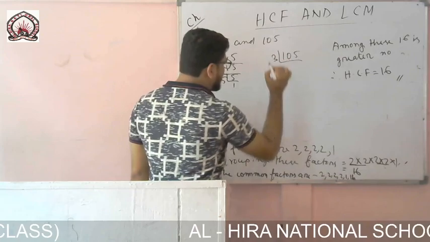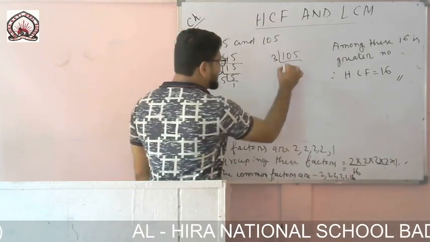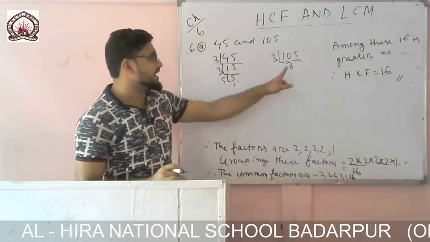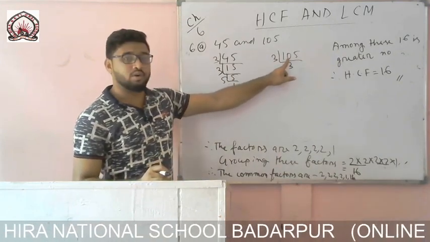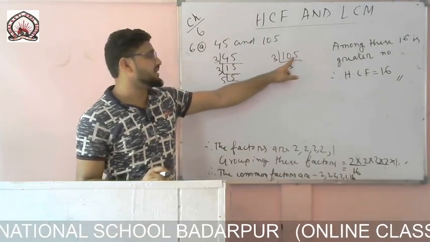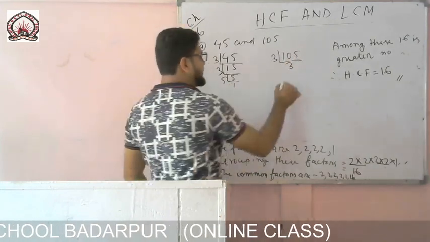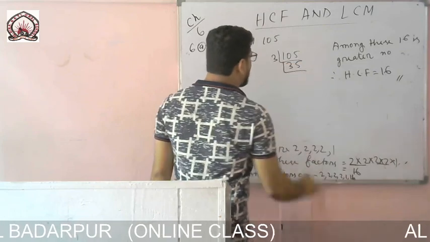3 3s are what? 9. Remain what? 1. So you take it here. Then it will become what? 15. Then 3 5s are 15. Okay. 35 3s are 1.